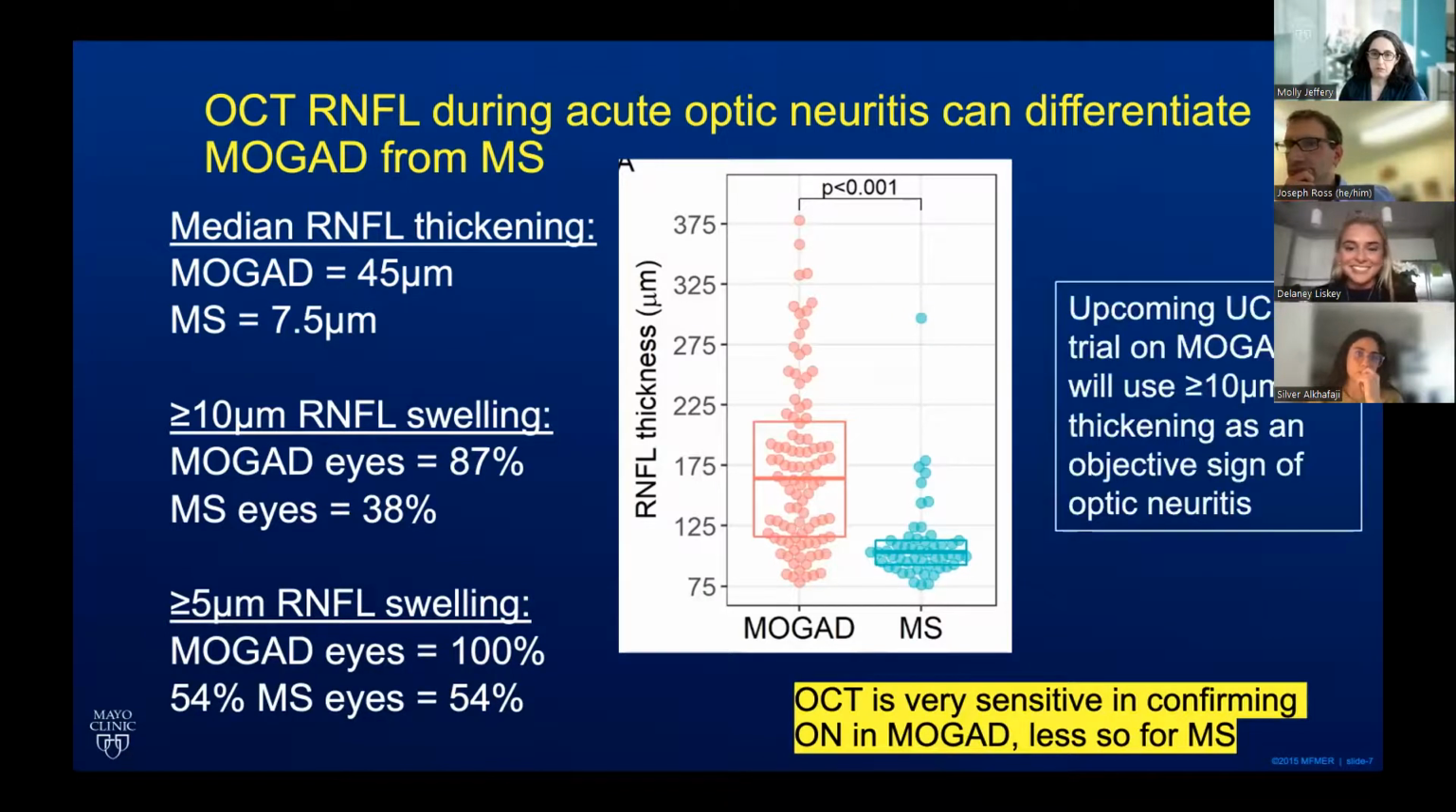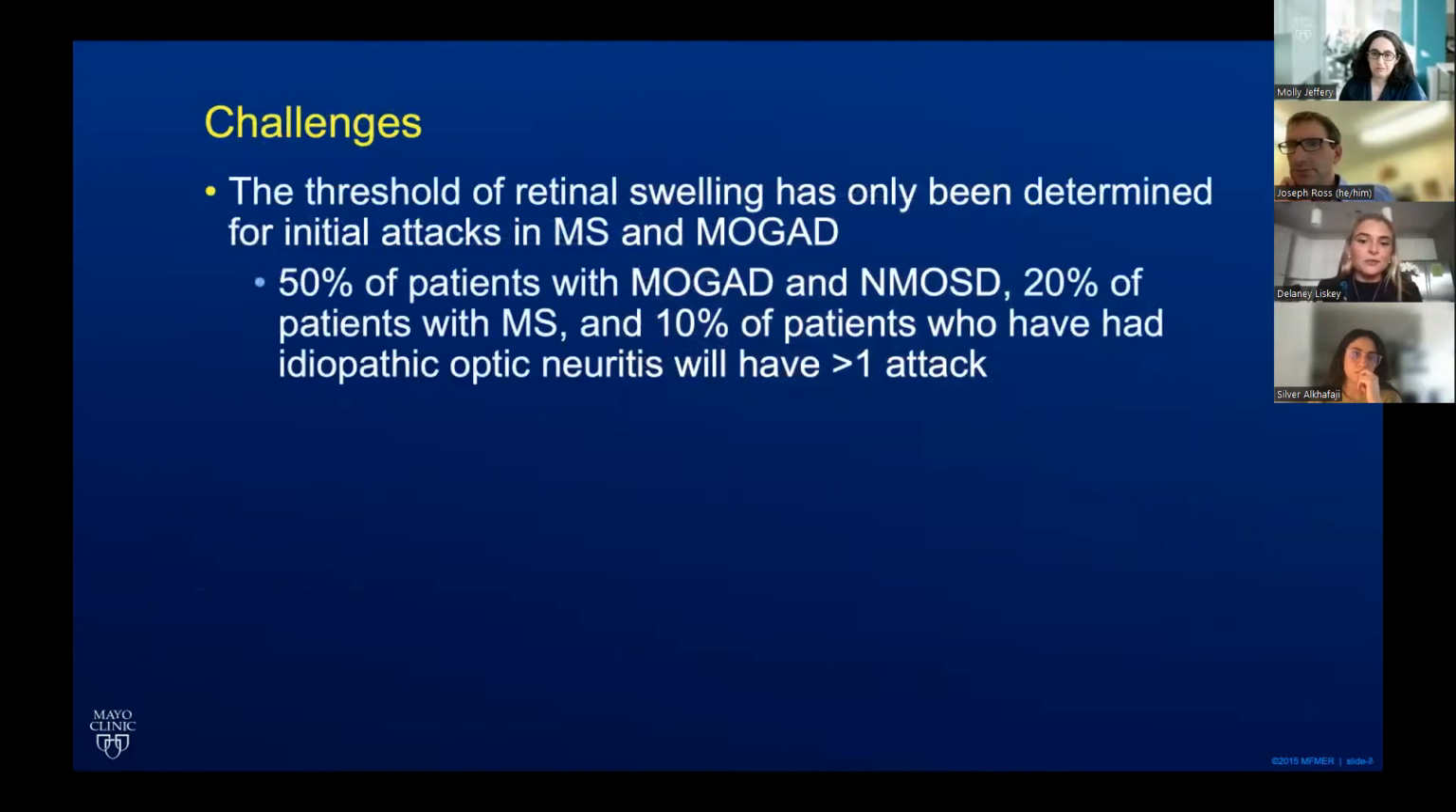And due to these findings in this study, upcoming clinical trials on MOGAD-related optic neuritis will use the threshold of 10 microns as an objective sign of optic neuritis. And while the threshold of retinal swelling has been determined at the singular attack level in MOGAD and MS, it has not yet been determined for after multiple attacks of optic neuritis. It has also not yet been determined for NMOSD or idiopathic optic neuritis. However, about 50% of patients with MOGAD and NMOSD, 20% of patients with MS, and 10% of patients with idiopathic optic neuritis will experience multiple attacks during their disease course.